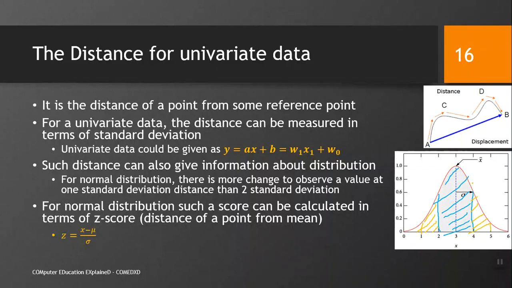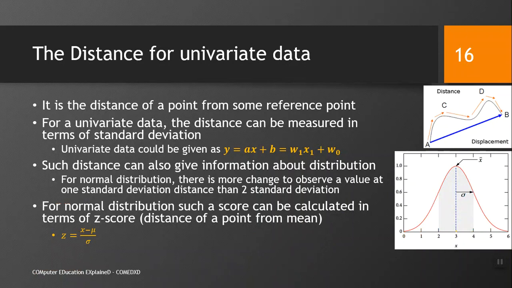It means that if you are given a value to locate inside this distribution, there is more chance that it would be found within one standard deviation distance, less chance to find it within two standard deviations, and even less chance to find it at the third standard deviation distance. And we have also seen an example related to it in some of our previous lectures. For a normal distribution, such a score can be calculated in terms of the z-score, the distance of a point from the mean. Now try to understand what a z-score is.